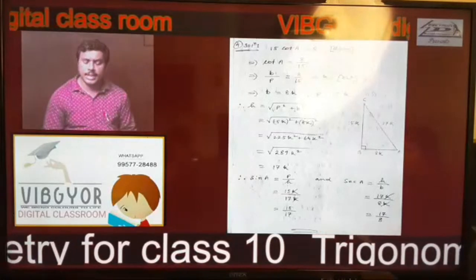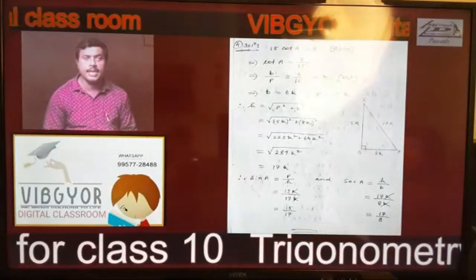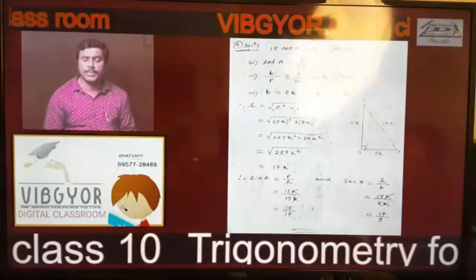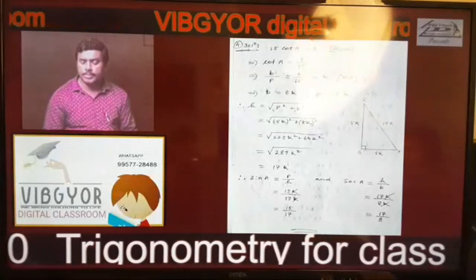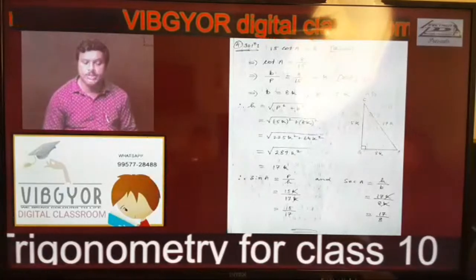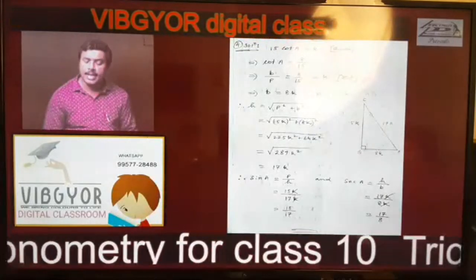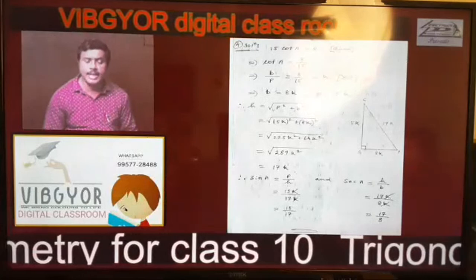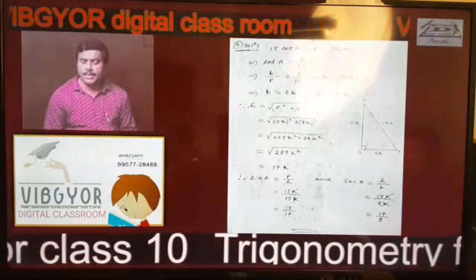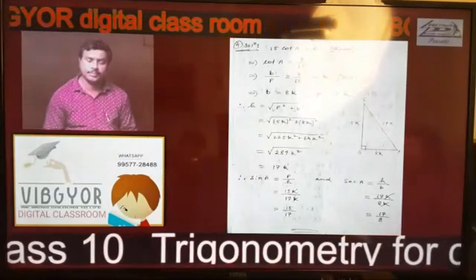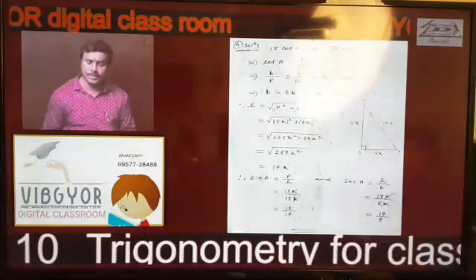And we have to find sec A. Sec is the ratio of hypotenuse and base. So the value of hypotenuse is here 17K and value of base is here 8K. So K cancel. So we have the result 17 by 8. I think all of you understood up to here.